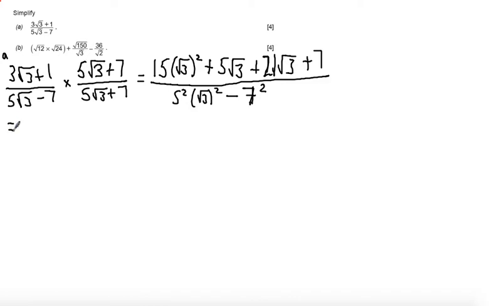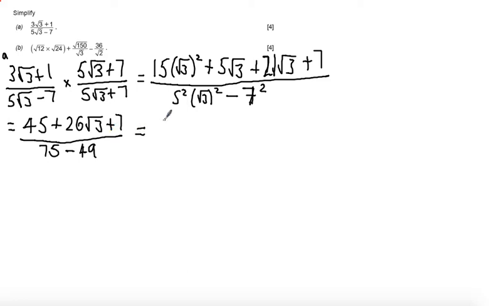Okay, tidying up my fraction, I get 15 times root 3 squared. Root 3 squared is 3, so I get 45. 5 plus 21 is 26 root 3 plus 7, all over 25 times 3 is 75, minus 7 squared, which is 49. Almost there now. 45 plus 7 is 52, plus 26 root 3, all over 26.